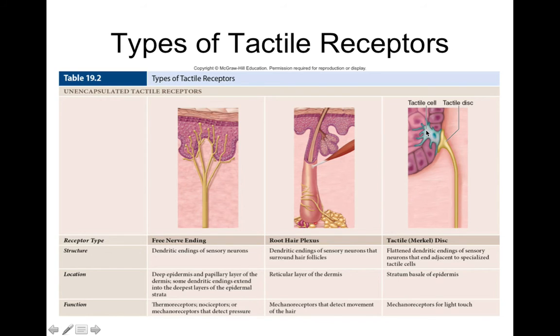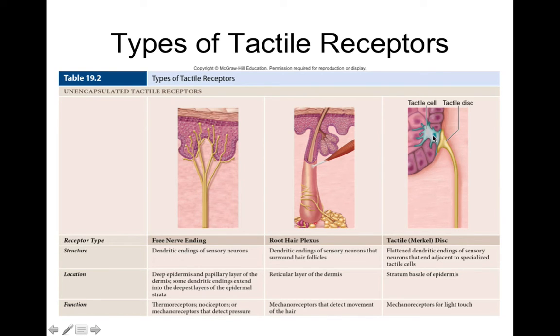Now the tactile cells or Merkel cells, these are found in stratum basale of your epidermis or stratum germinativum. And these are really just a specialized epithelial cell that, in response to light touch on skin, are going to release neurotransmitter containing vesicles, which can activate nerve fibers that send action potentials to your brain so you can feel that light touch.